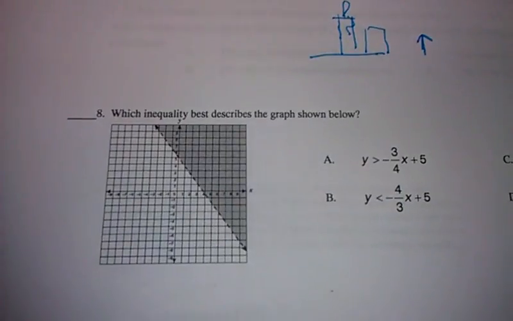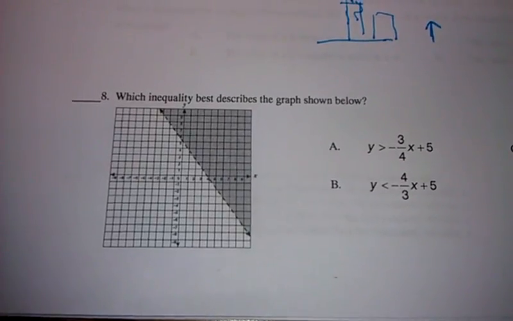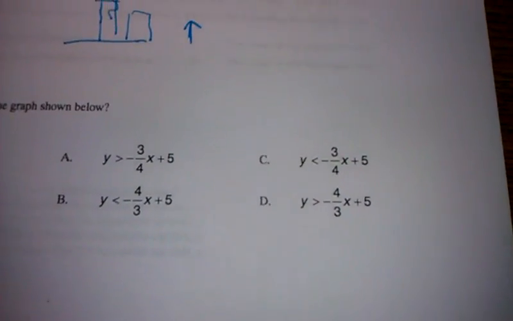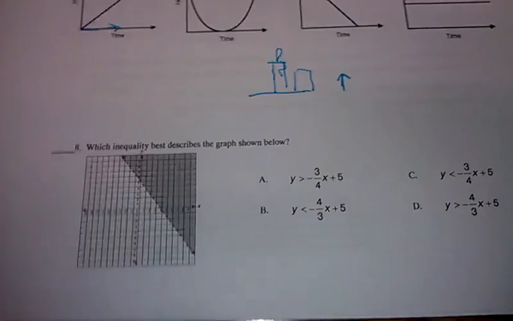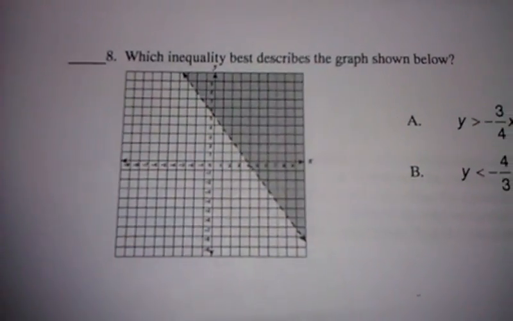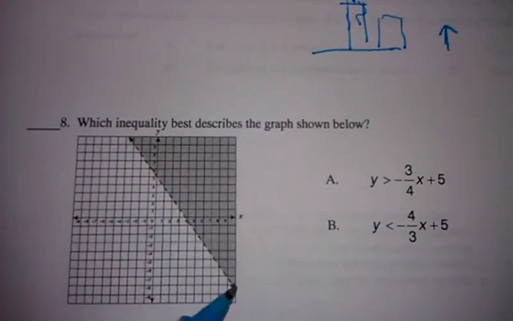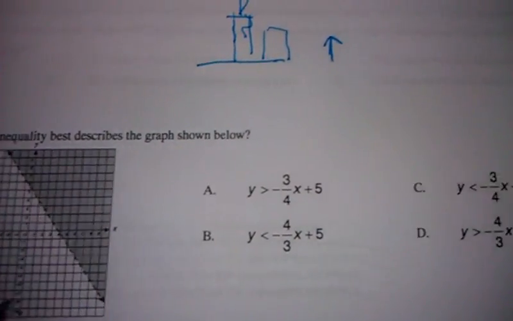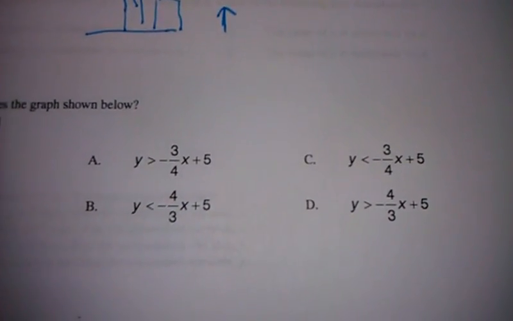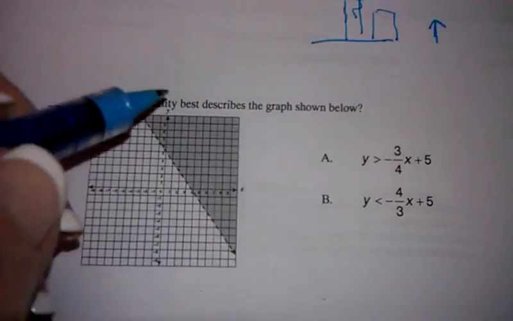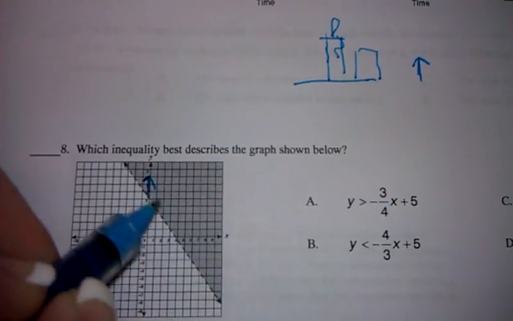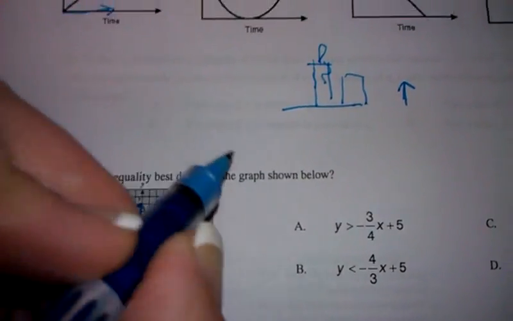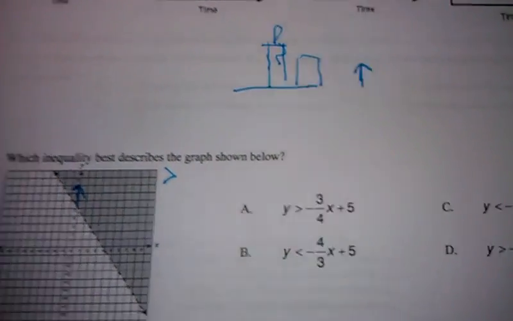Now here's my next one. It wants the inequality of this graph. And here are your answer choices. Now, when you go and look at this, I'll zoom in. This is a dashed line, so I'm going to make sure that there's no equal to symbols on there. Nope, there's not. Next thing I'm going to look at is that if I start at the y-intercept and I draw a line up, that's where all the shading is. It's up above the y-intercept.